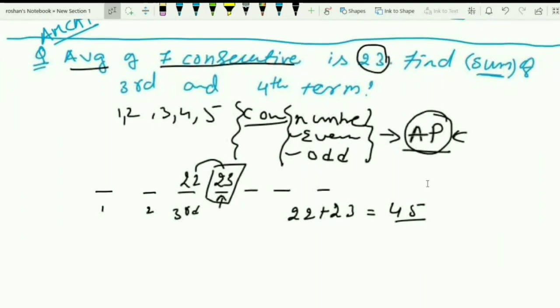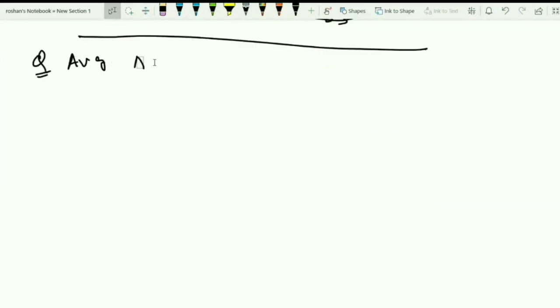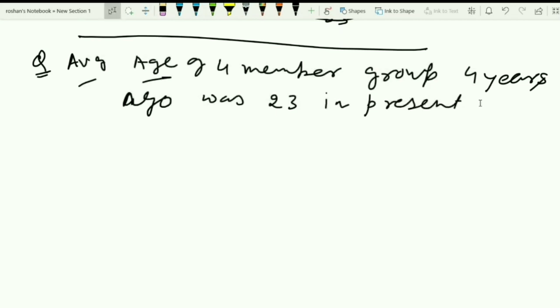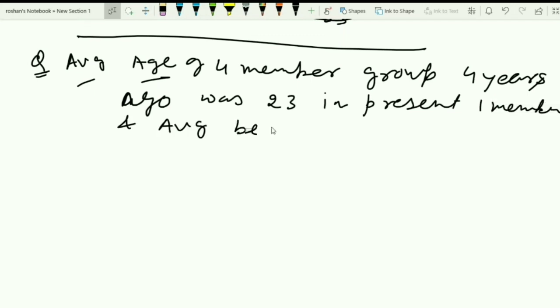Again, for you, average and age, both combinations are there. Average age of a 4-member group 4 years ago was 23. In present, one member joined and the average became 28. What is the age of the new member?